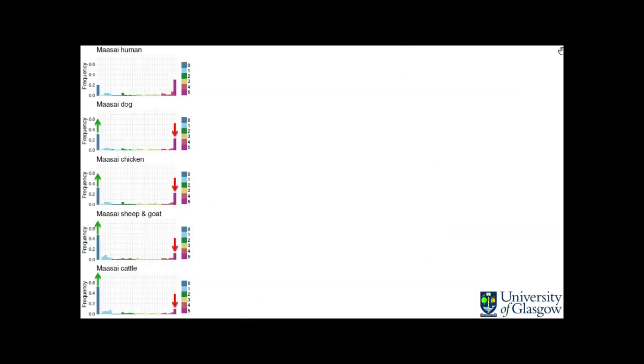If we look within one of these ethnic groups, starting with the Maasai, at how these profiles are distributed across species, we see that in the humans at the top, there's a higher number of penta resistance than fully susceptibles. Then moving to the dogs and chickens, there's a reduction in the penta resistance, however, still quite a high number when we consider that these animals are not typically treated with antibiotics. We then see another further drop when we look at the sheep and goats and the cattle.